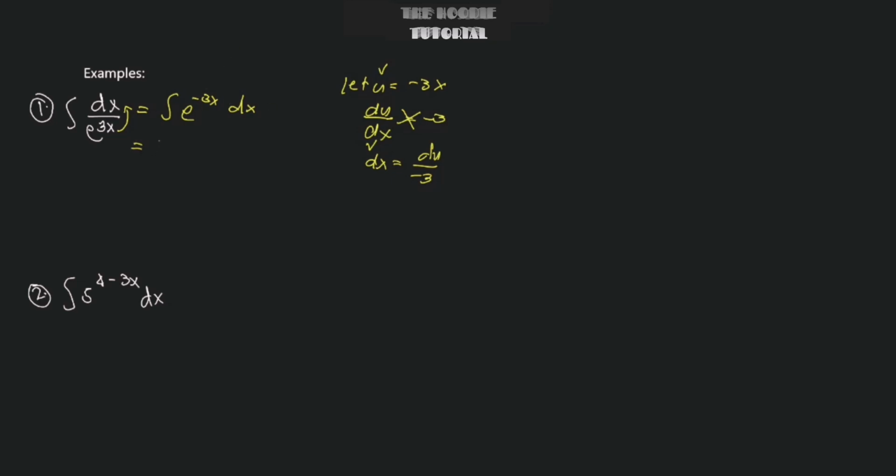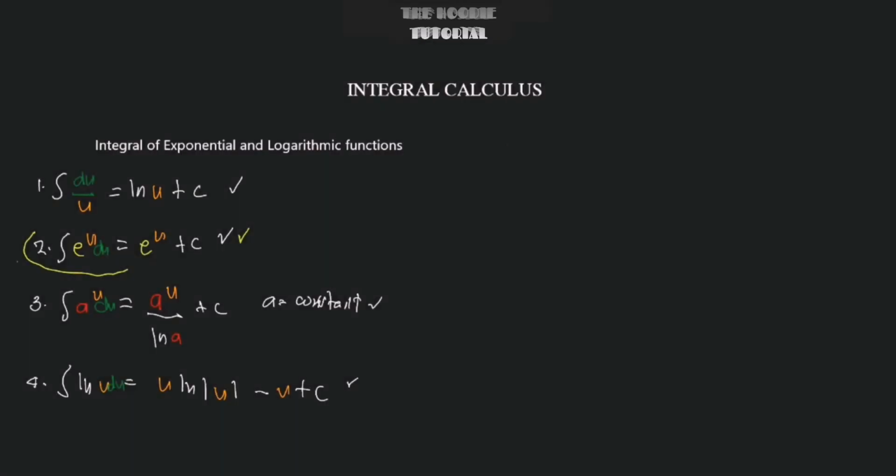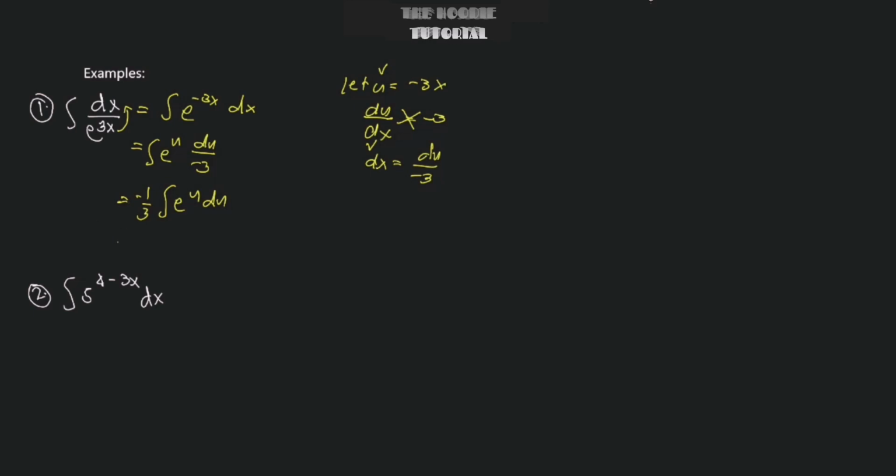That would become equal to the integration of e to the u, where our negative 3x is u, and our dx is equal to du over negative 3. Since we have a whole number which is 1 over negative 3, we can factor that out through here, and that would become equal to negative 1/3, leaving behind an integration of e^u du. So notice that this one is just equal to our rule number 2 right here. So let's continue. So what is the integration for this one? That would become negative 1/3.